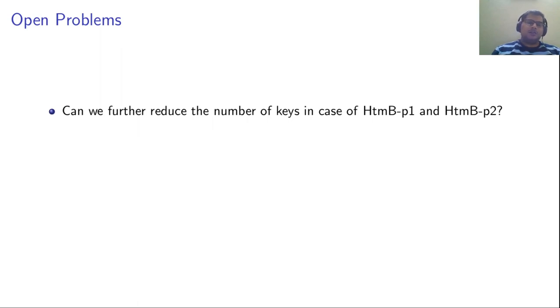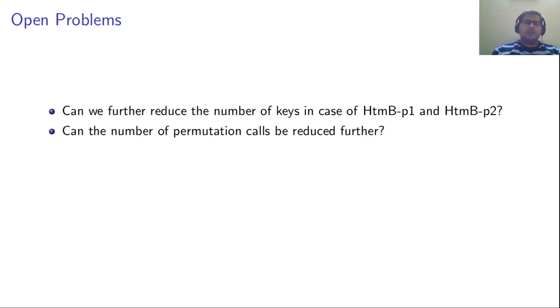Finally, I'll discuss two open problems. The first one is: can we further reduce the number of keys in case of HTMB P1 and HTMB P2? Basically, the problem here is the type of results that we have for sum of permutation and the mirror theory. When you go for the optimal security, these results don't consider the case where the permutation is already sampled on some points. When you consider the single key case, there will be a point where we have to consider results on mirror theory where the permutation is already sampled on some points. So there are already some input output restrictions, and based on these additional constraints, we have to get a similar mirror theory result. We don't yet know how this can be done, but this can be interesting future work.